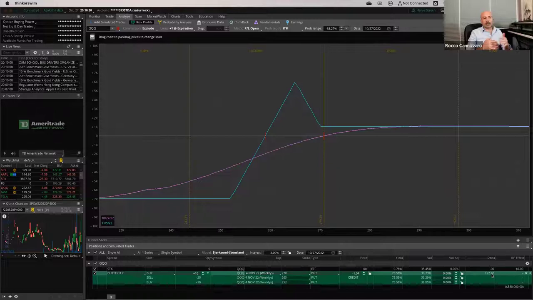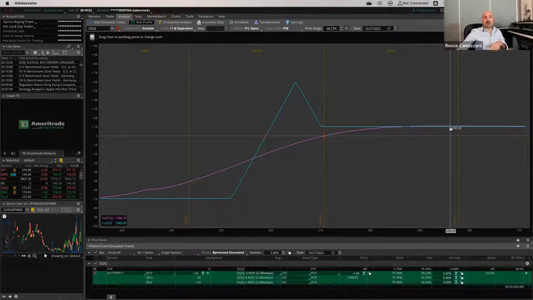So let me show you what happens here. Let's assume, for example, that nothing happens. The stock doesn't move in either direction, right? So it stays where it is. Well, if it stays where it is, and by the way, these butterflies are expiring on the 4th of November, so we're talking about basically Friday of next week, if nothing happens, this butterfly on the Qs is going to make $1,000 in profit, right? Or if it goes up, again, it's going to make $1,000 in profit.